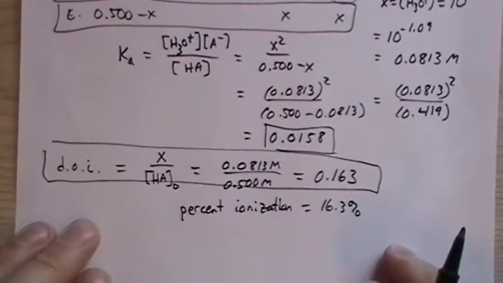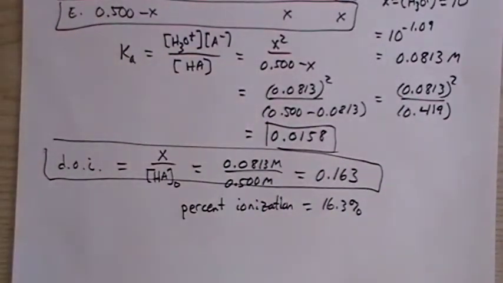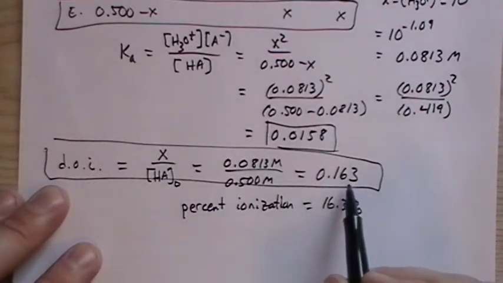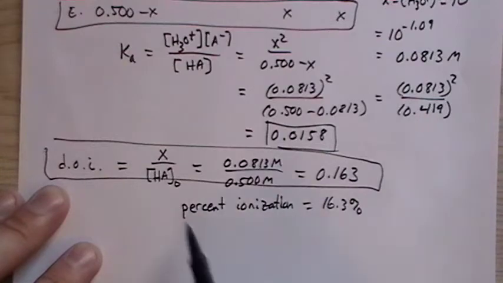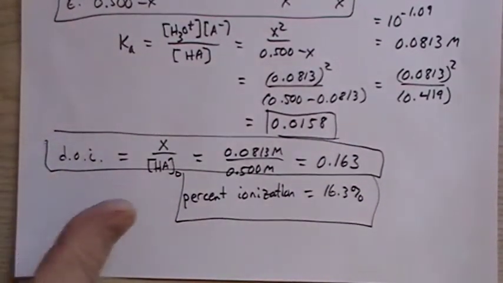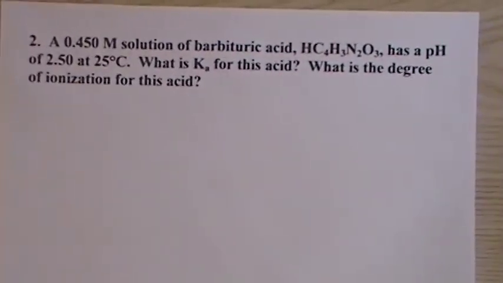It's 0.163. But people like to see percentages, so you just move that decimal place over 2 places and use the percent sign to get the percent ionization. Either one. Okay, so that's one of them. Let's do the next one here.